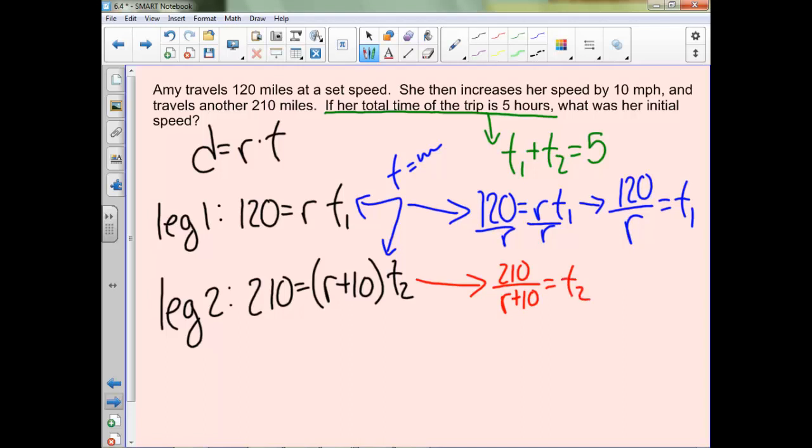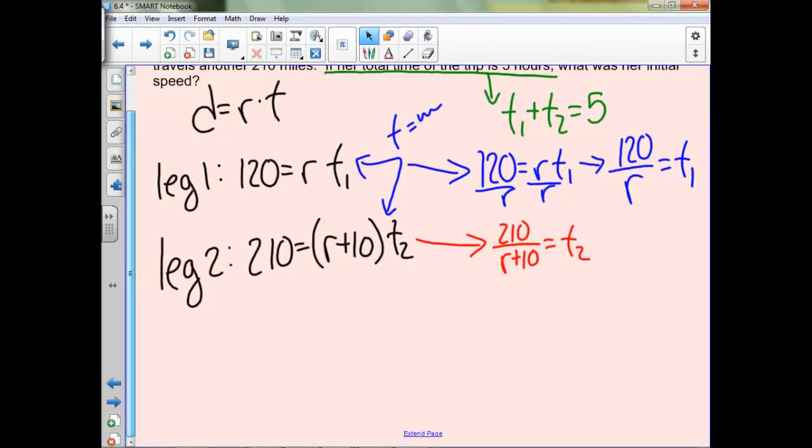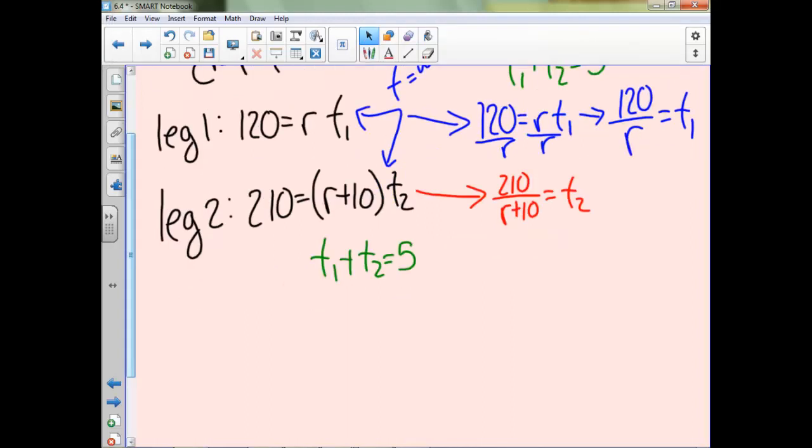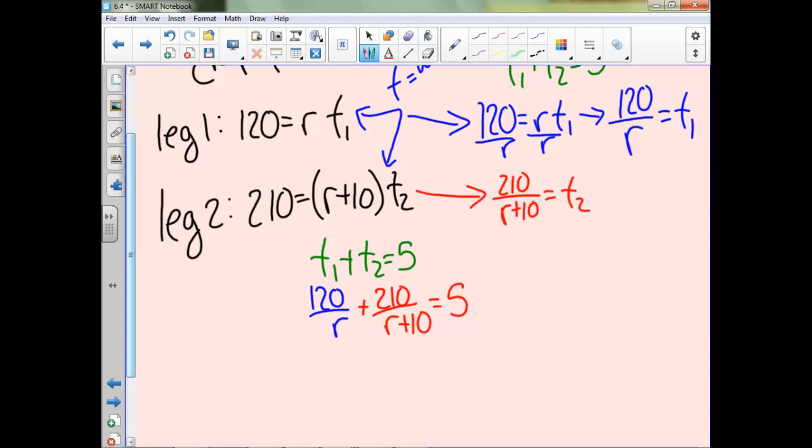Now we can use our formula that's up there in the green. So I'm going to go ahead and rewrite it down here. So our time 1 is this 120 over r, plus our time 2 is this 210 over r plus 10. Notice we have only one variable, so that's what we wanted.